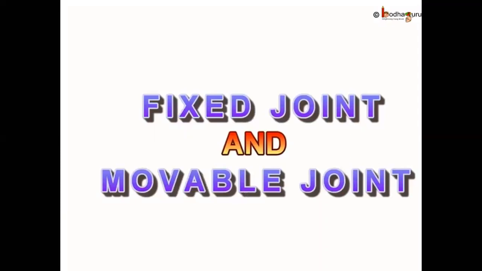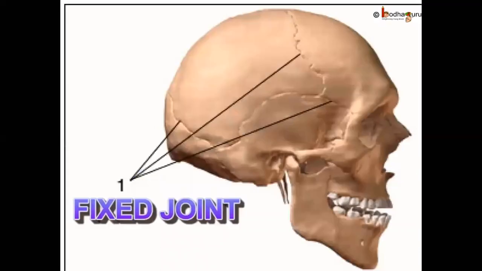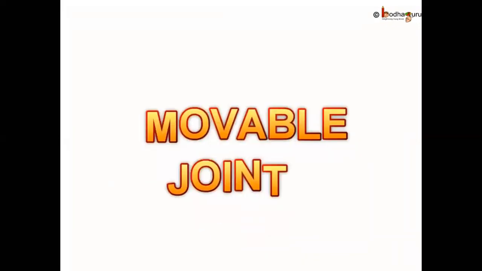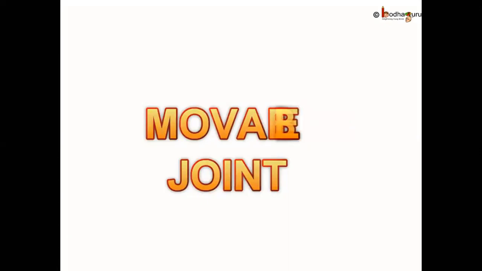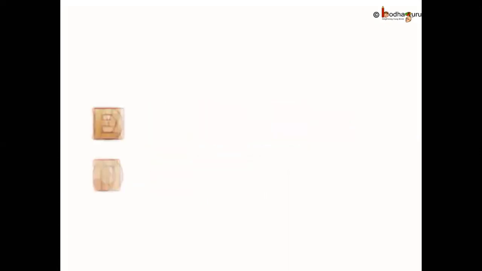Fixed joints are the immobile joints. These are located in our skull portion. Immobile joints, right? So just now we discussed these immobile joints.